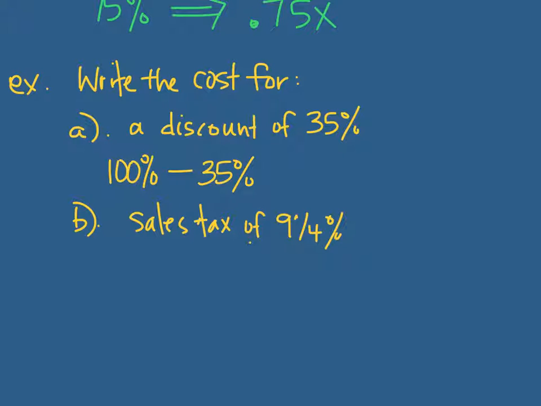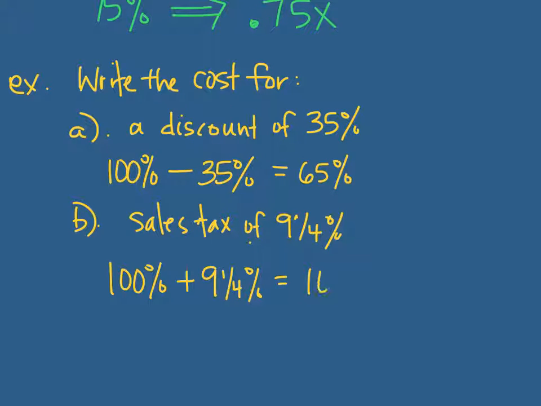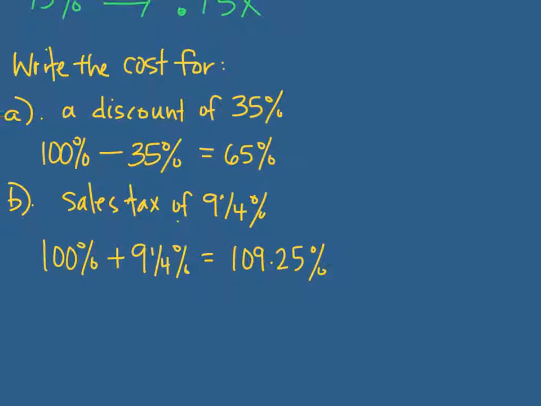In part B, what does sales tax do? Make your price go up or down? Up. Okay, so you start with 100 and you're going to go up by 9.25. So first you do the subtraction or the addition. So in the subtraction case, we're going to get down to 65%. In the addition case, we're going to get up to 109.25%.